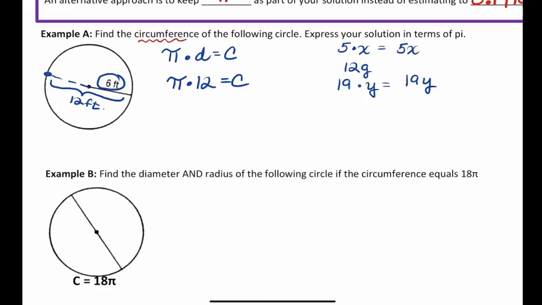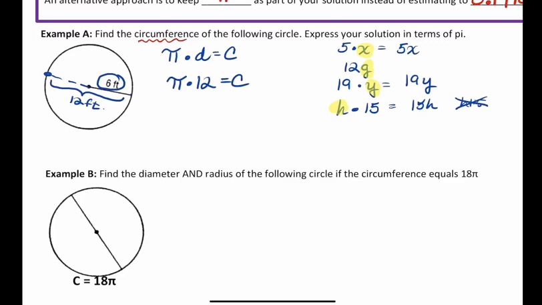I should make sure I show this too. Let's say I have h times 15. That's going to be 15h. You don't want to write h15, that's a very atypical way of seeing it. But yes, 15h. We're going to treat pi just like we do these variables, like g and y and h. We're going to treat the pi symbol exactly the same way.